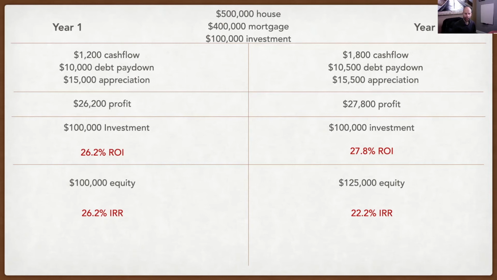So you can see how each year that goes by, you'll see a little bit more cash flow, a little bit more debt pay down, a little bit more appreciation. And that debt pay down and appreciation is equity buildup. And as that equity increases, your internal rate of return is going to start decreasing. Again, it's not a bad thing. It doesn't mean you're losing money. It just means you have a lot of equity in the property that might be utilized to do something else with.